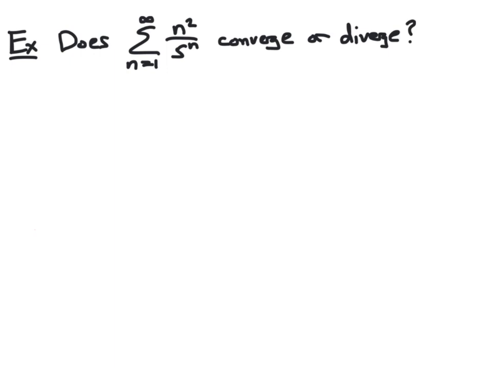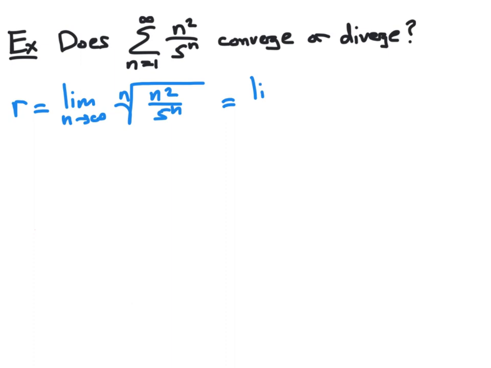In order to use the root test, we need to compute this number r, which will be the limit as n goes to infinity of the nth root of our general term, n squared over 5 to the n. Here we are again omitting absolute values because our terms are always positive. And so we need to compute this limit.